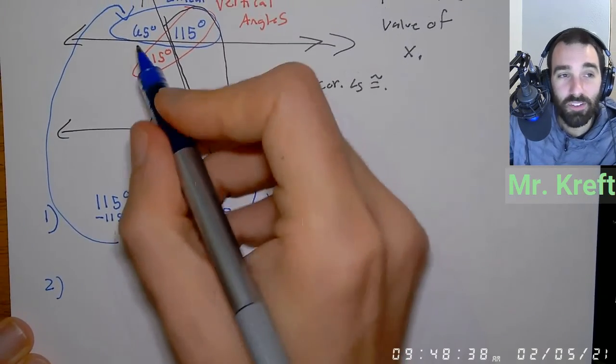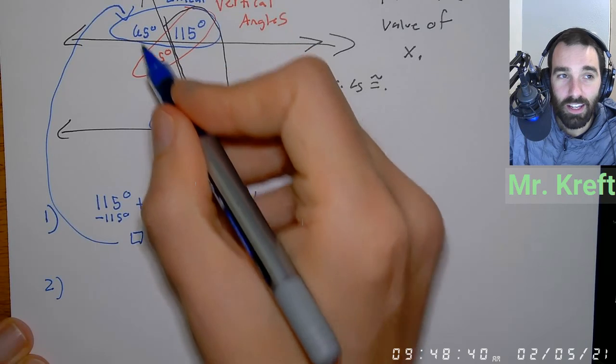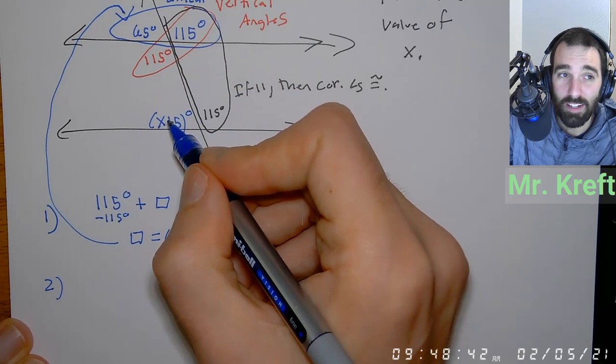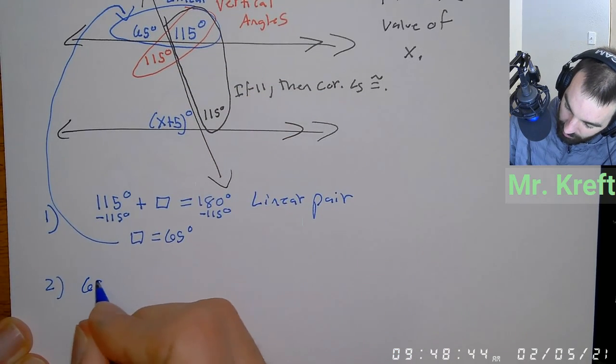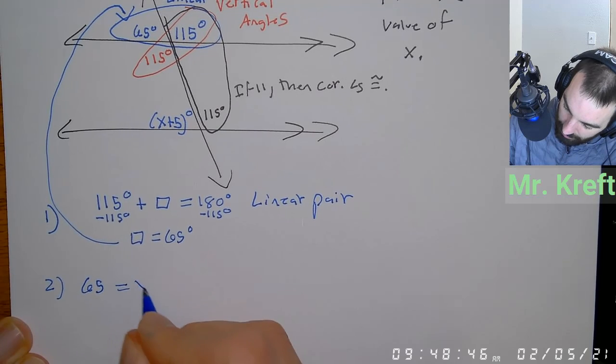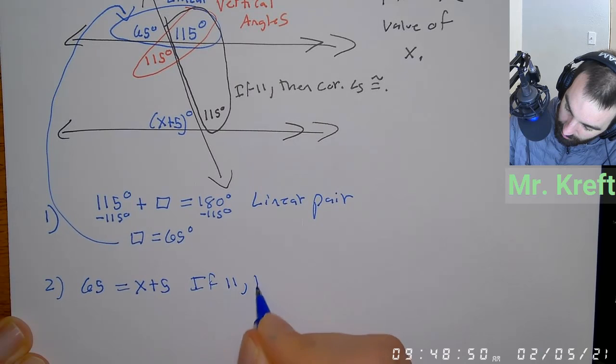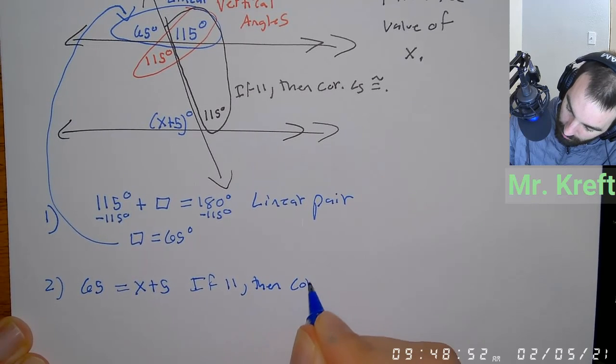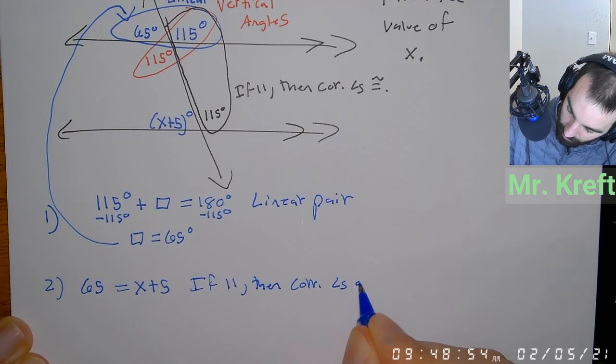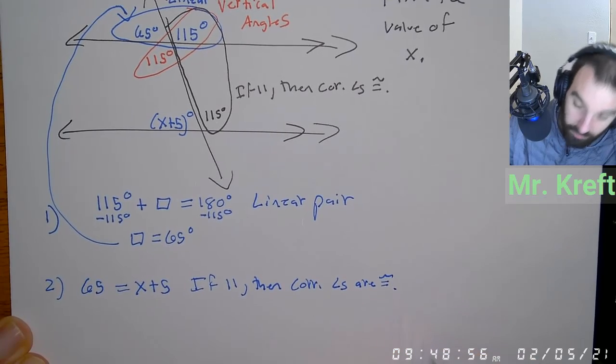Step 2, I'm going to say, hey, this angle right here and this angle right here, they're corresponding angles. So that means that 65 equals x plus 5, because if parallel lines, then corresponding angles are congruent.